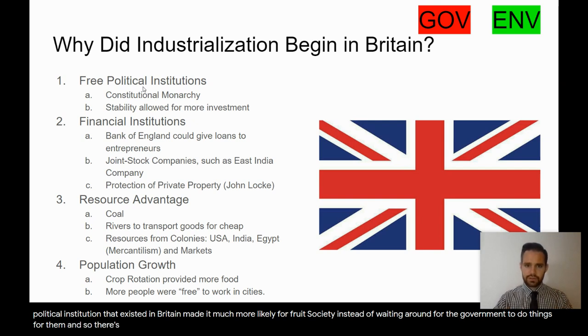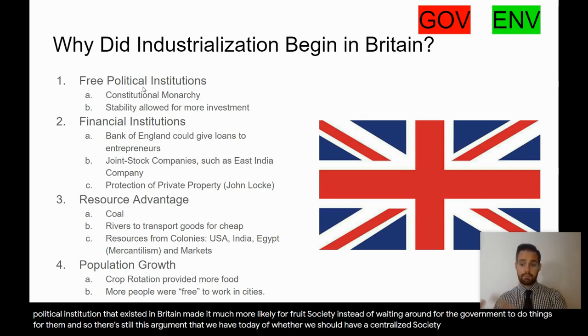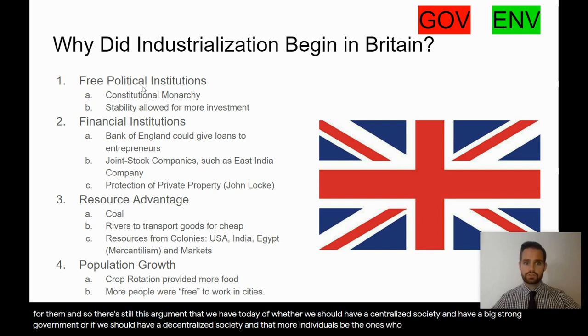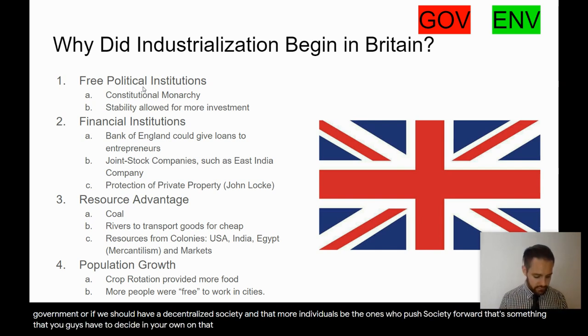And so there's still this argument that we have today of whether we should have a centralized society and have a big, strong government, or if we should have a decentralized society and let more individuals be the ones who push society forward. That's something that you guys have to decide on your own. I'm not going to tell you how to think.